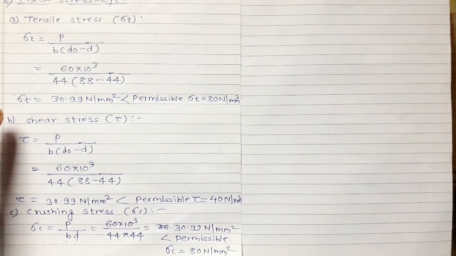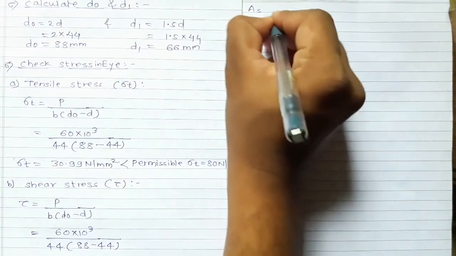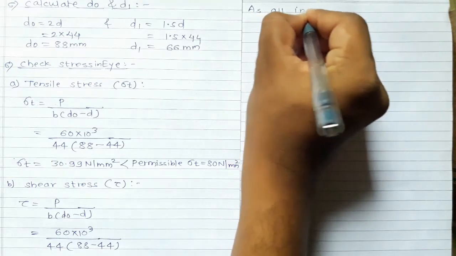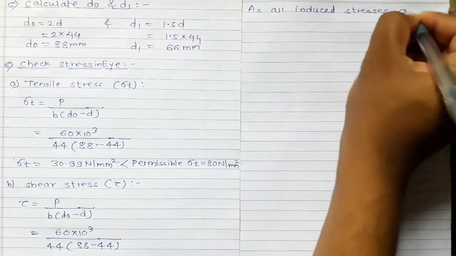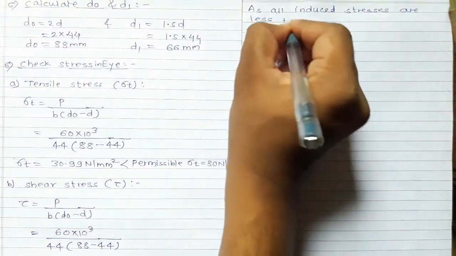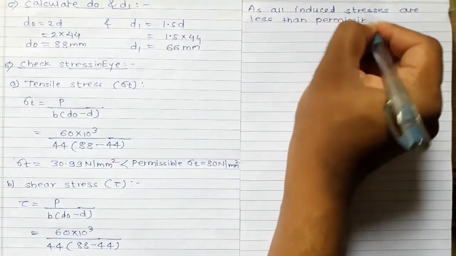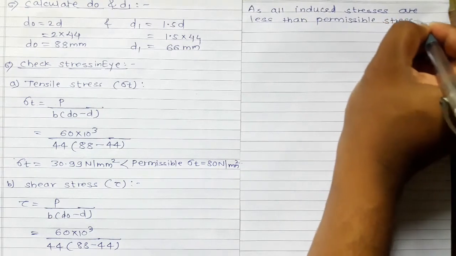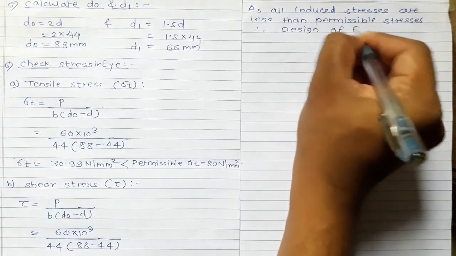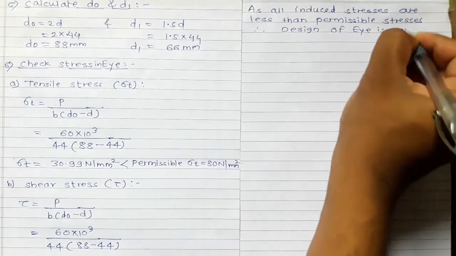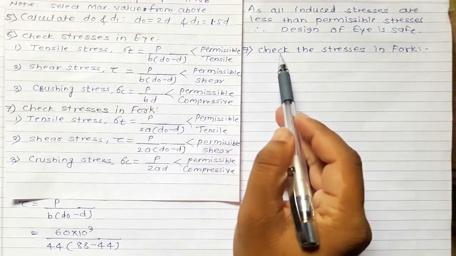One statement we have to write at the end of this step number 6: as all induced stresses are less than permissible stresses, therefore design of I is safe. Now by referring to the design procedure, we have to write step number 7.